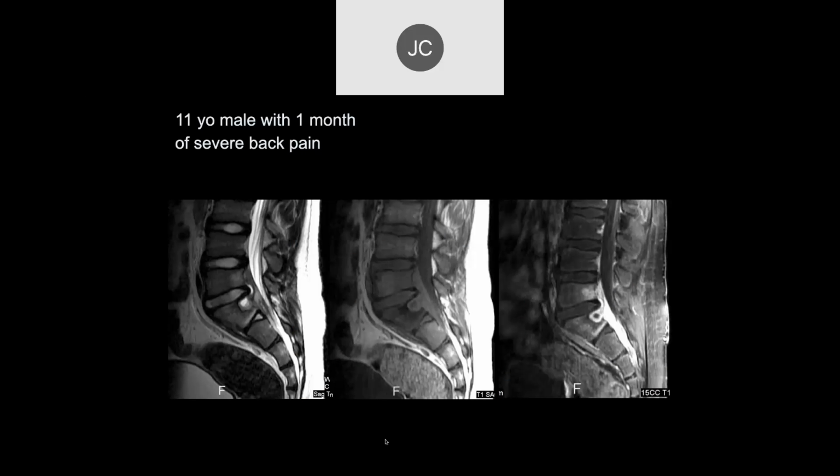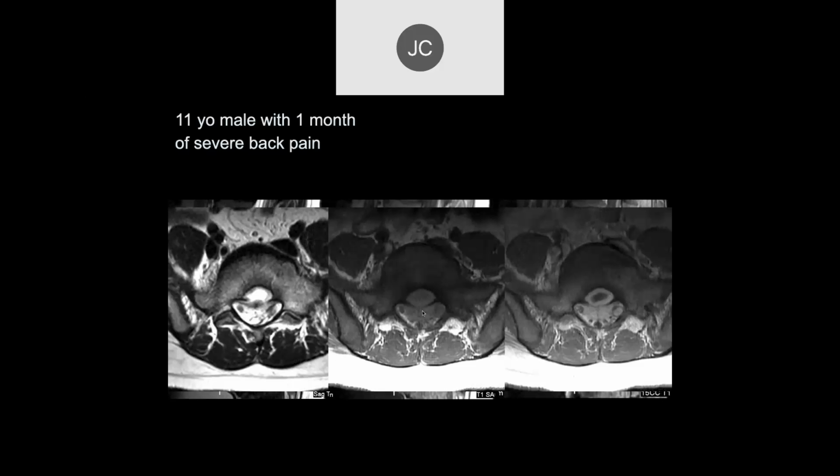11-year-old male with 1 month of severe back pain. Right. So in the epidural space, I see this tissue that enhances. We have contrast enhancement on the right. Yeah, is that an erosion? Yeah, it looks like an erosion in the right posterior S1.